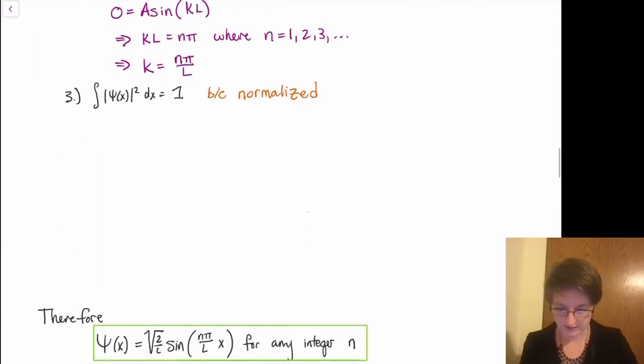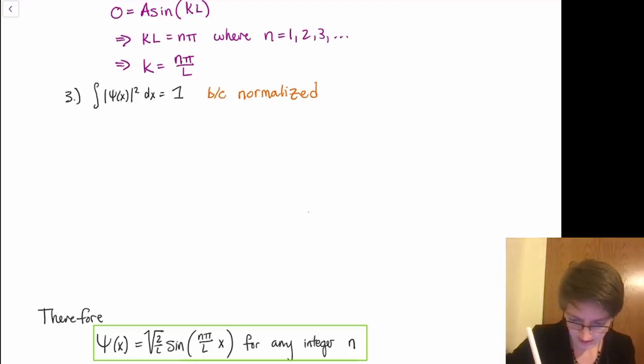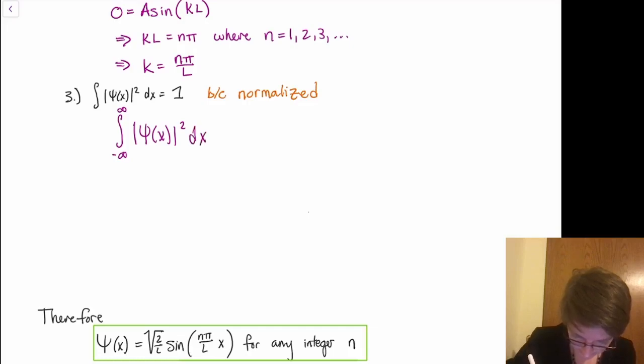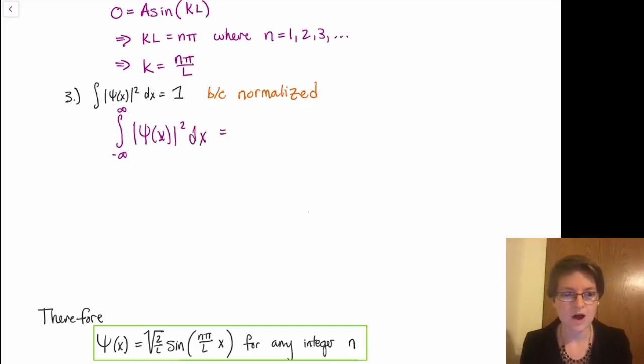Now that I've solved for both b and k, it'll be a little bit easier for me to do this integral. I am going to set up the integral from negative infinity to infinity of my function squared dx. One thing you'll frequently see in textbooks is people immediately setting this integral up from 0 to L, because they'll say we don't need to consider things outside of these two bounds, the particle's not there.